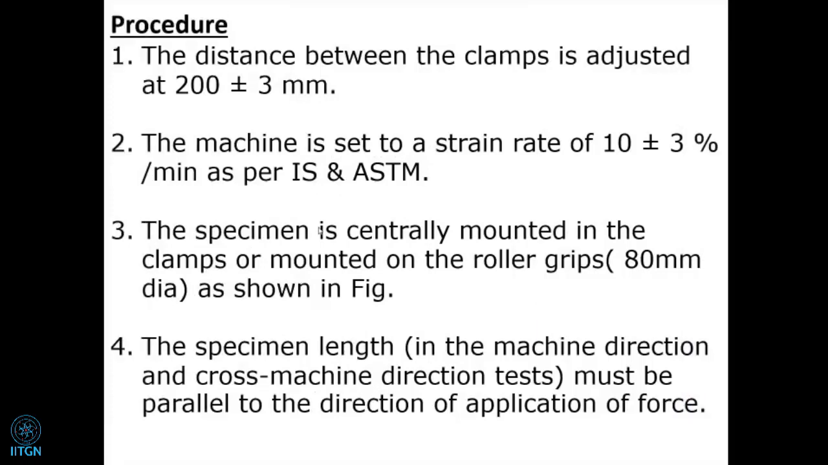Now, the procedure for tensile testing is that we have to maintain the distance between the clamps as 200 plus minus 3 mm. Then we have to set our machine at a strain rate of 10% plus minus 3% of the gauge length per minute, as per IS and ASTM both. Then the specimen is centrally mounted in the clamps or roller grips, depending upon the type of sampling. The roller grips in our case are of 80 mm diameter, as shown in our figure.